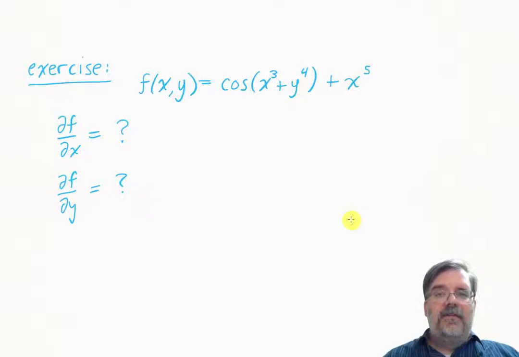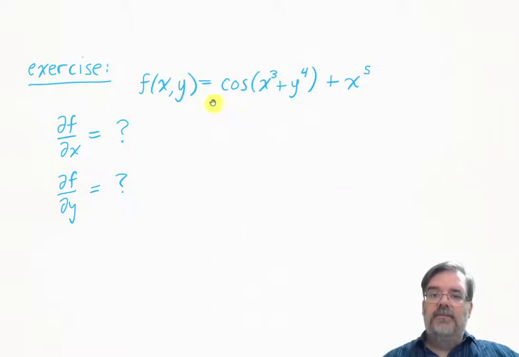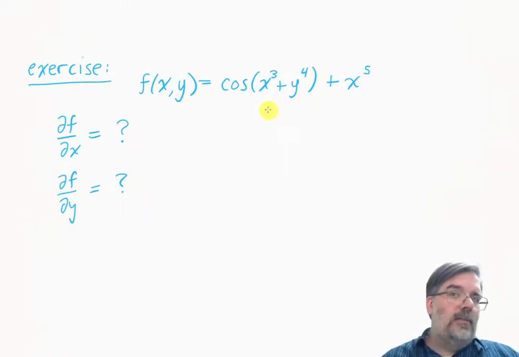I'm a big fan of the expression you learn math by doing math, so I'd like you to try and practice calculating some partial derivatives. Here, we have the cosine of the quantity x cubed plus y to the fourth plus x to the fifth. I'd like you to calculate the two partial derivatives, df dx and df dy. As a little bit of a hint, you're not going to need the product rule for this one, because you don't have the product of two functions. However, you will need to use the chain rule.